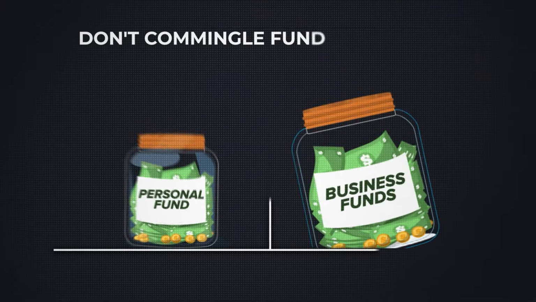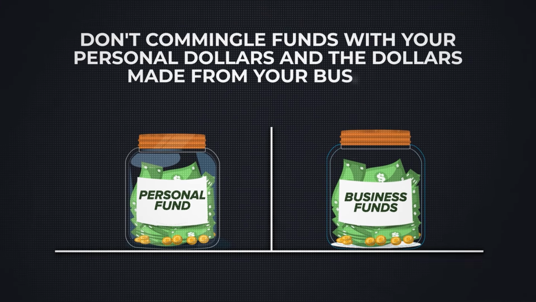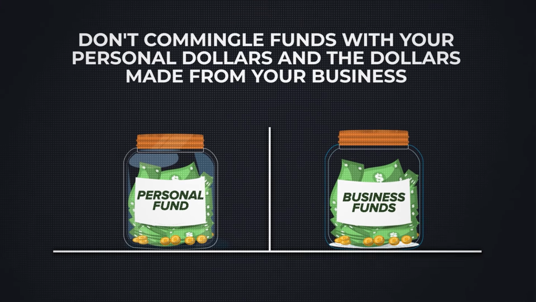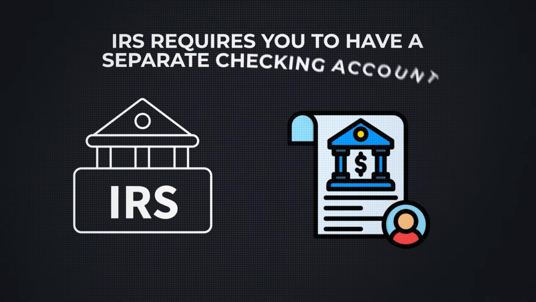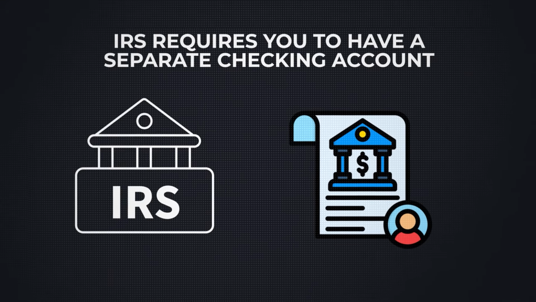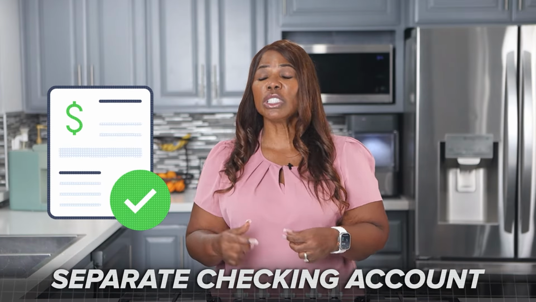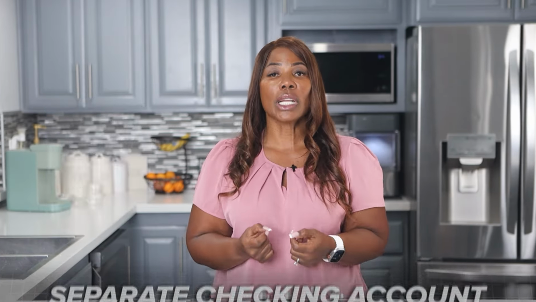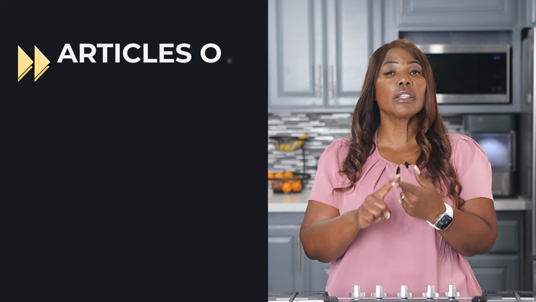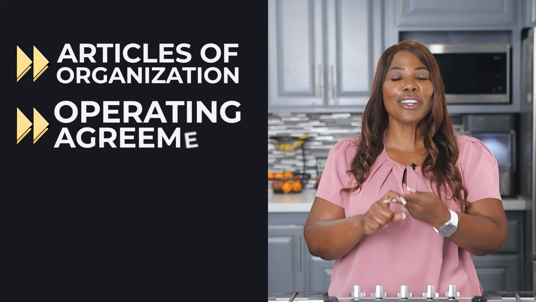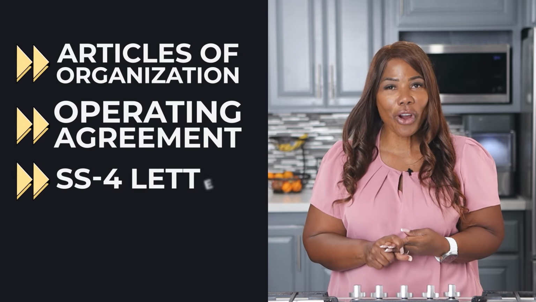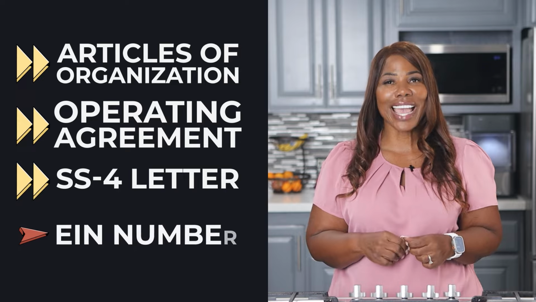Number one, you don't want to commingle funds from your personal dollars with the dollars made from your business. Number two, the IRS requires you to have a separate checking account. So make sure you set up a separate checking account, which is going to make it a lot easier when it comes time for you to file your income taxes. When you go to the bank, make certain you take your articles of organization, your operating agreement, and your SS4 letter that shows your EIN number.